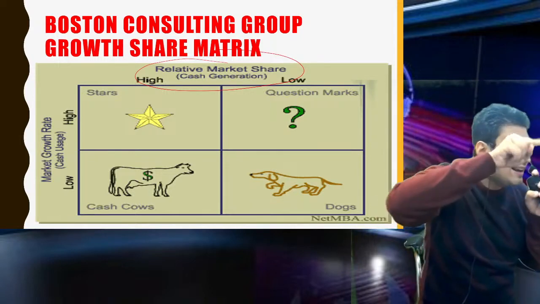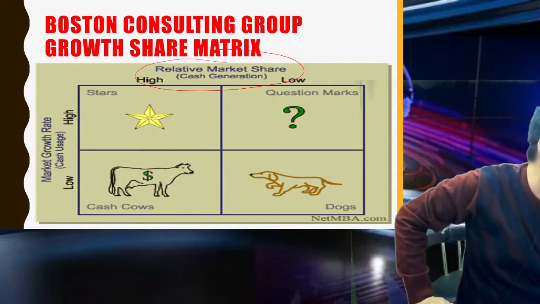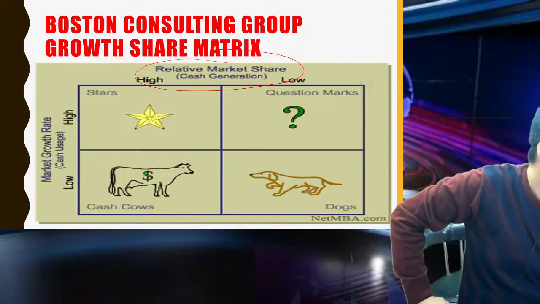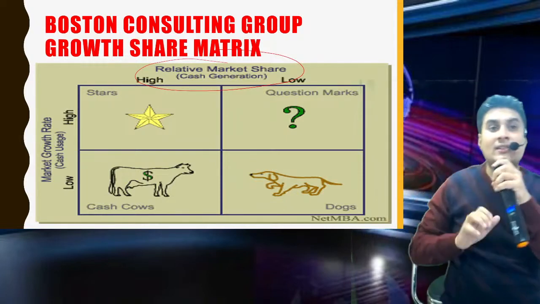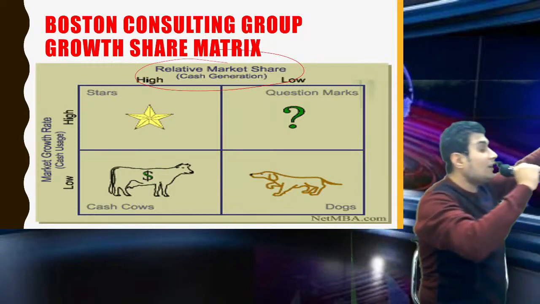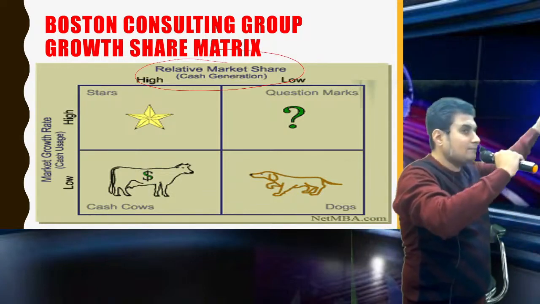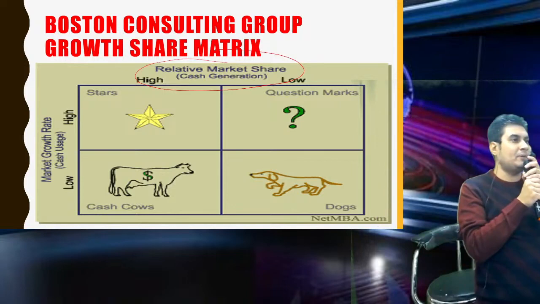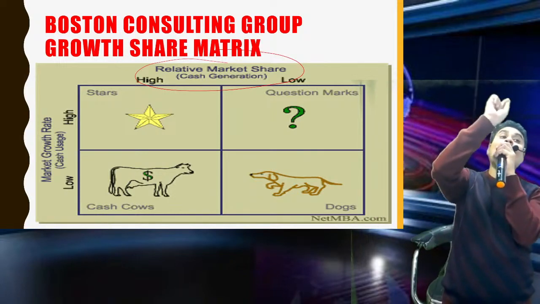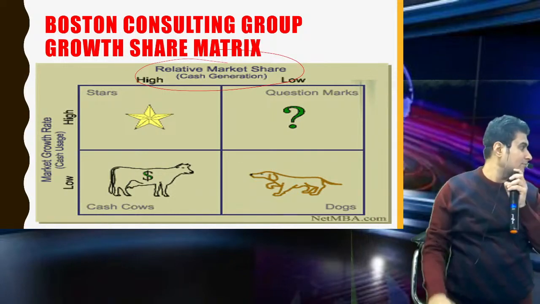We don't have to understand that. We have to understand relative market share, that is, as compared to others. Only 1% will have high market share. Maruti's market share is 50%, so Maruti is high, all others are low.